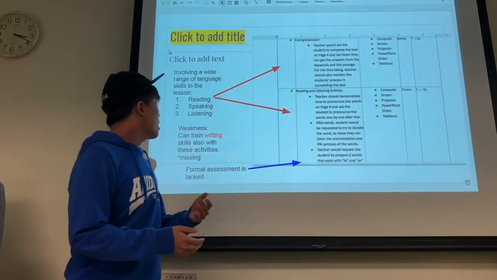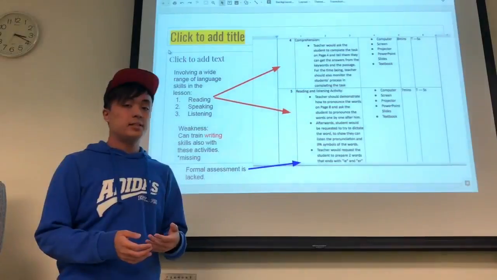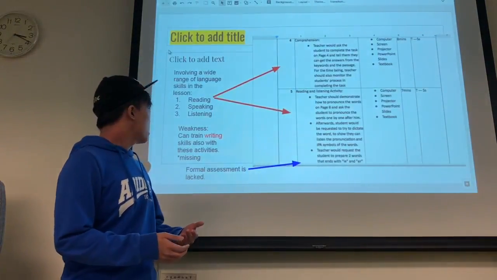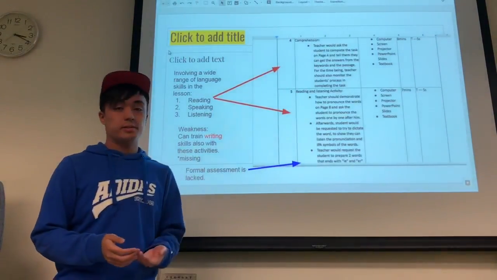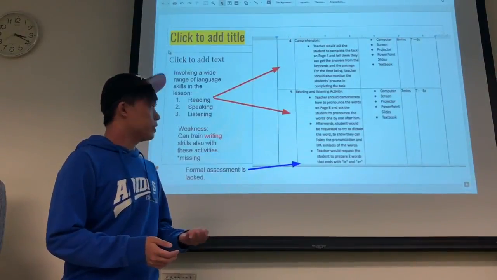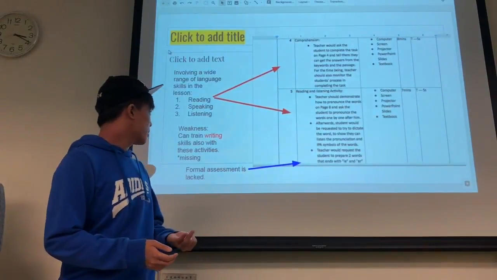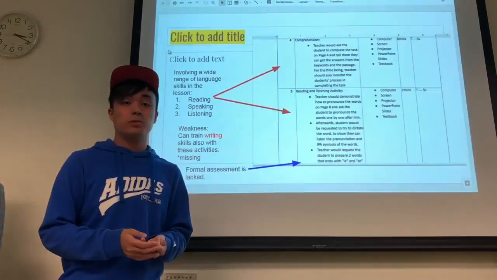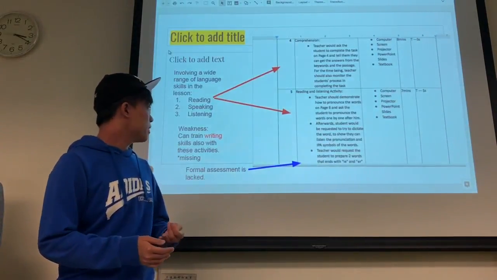So another strength is that the lesson also includes a wide range of language skills that can be trained. So the first ones are reading, speaking, and listening. So I will now talk about the weaknesses of the lesson.